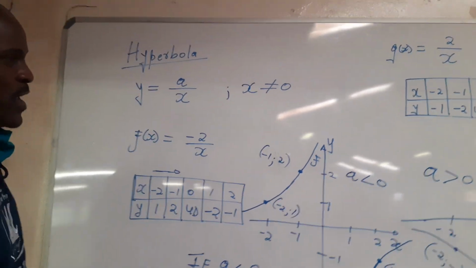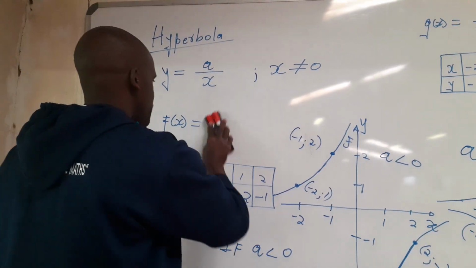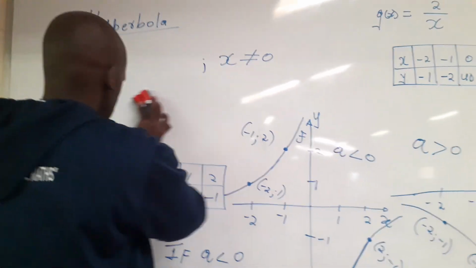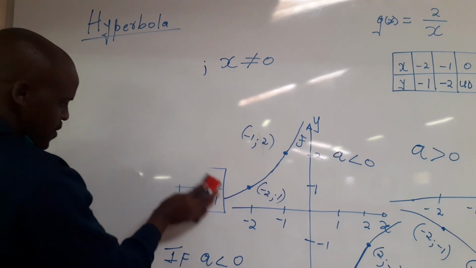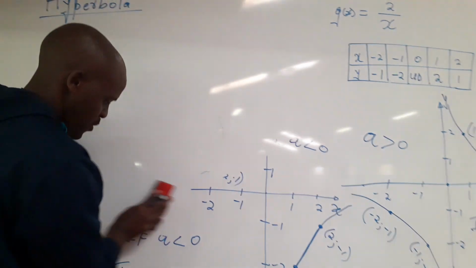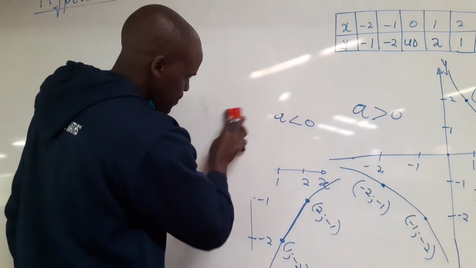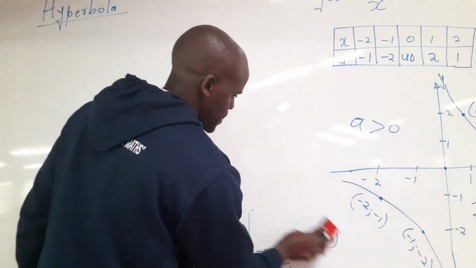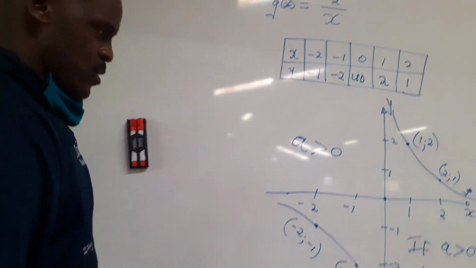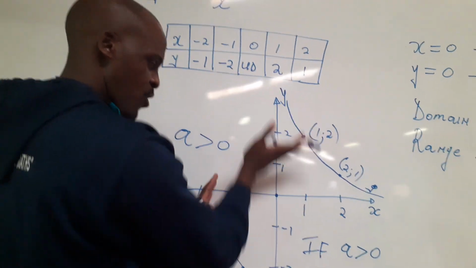Right, let's see now what will happen if we are to shift this graph. We want to shift it both vertically and horizontally. So when you shift both vertical and horizontal, that means you can shift this graph towards the right and also up or down.